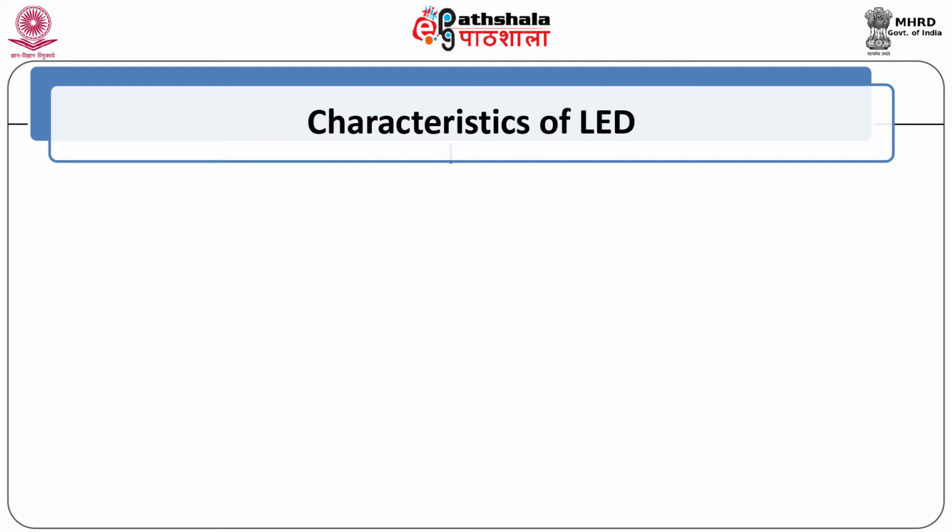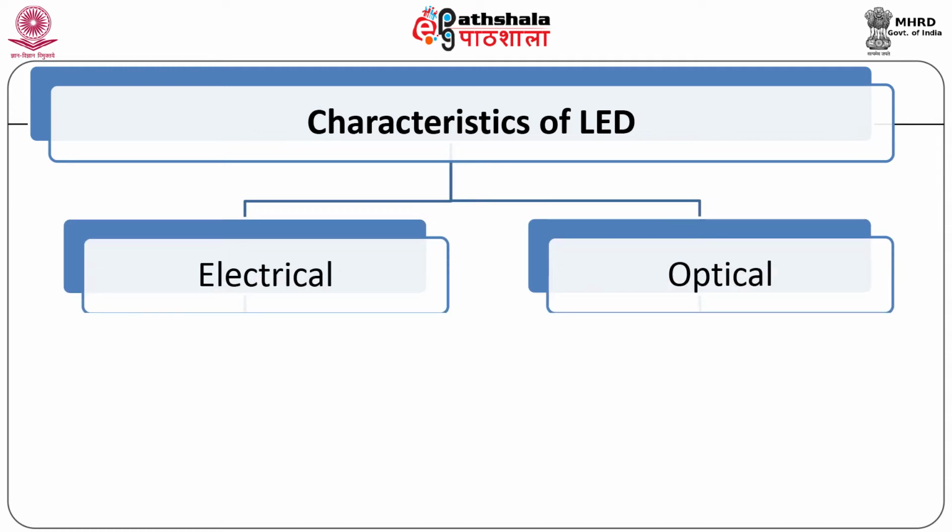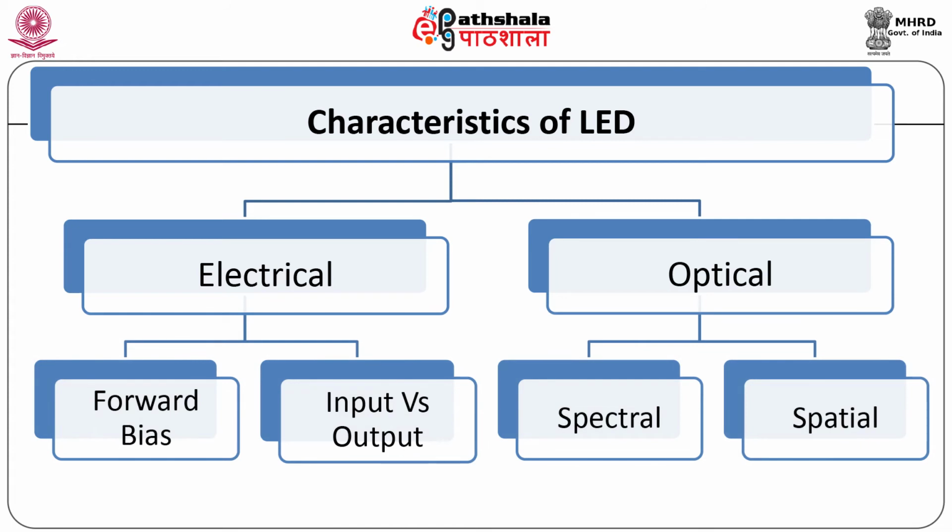Broadly, LED characteristics can be categorized as electrical and optical. Further, electrical characteristics are of two types: forward bias characteristic, giving the relation between forward voltage and forward current, and secondly, input versus output characteristic. Optical characteristics are also of two types: spectral characteristic and spatial characteristic.